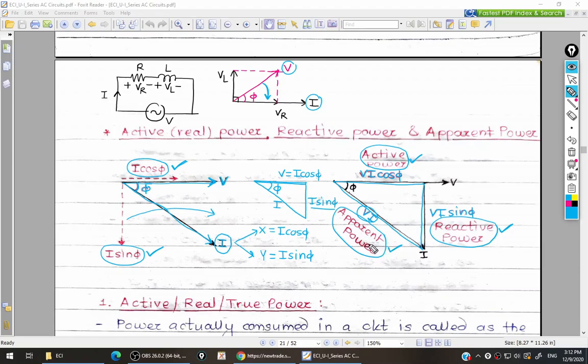So apparent power is nothing but the phasor addition of active power and reactive power. Why are you taking phasor addition? Because active power is on the x-axis and reactive power is on the y-axis. If your powers are on different axes, then you have to take phasor addition. So this is the difference between active power, reactive power, and apparent power. Now in detail we will see these three different types of power.